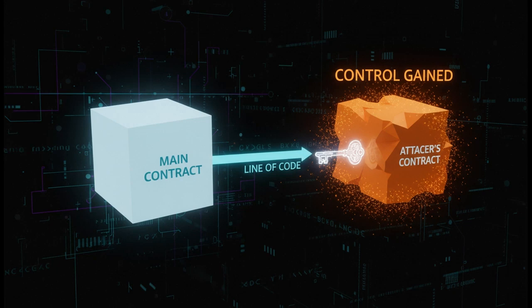But it does something else, something absolutely critical. When it sends money to another contract, it also hands over control of the process. It's like it pauses and says, "Hey, you, external contract, you take the wheel for a second." And if that contract is malicious, well, it uses that moment of control to re-enter.